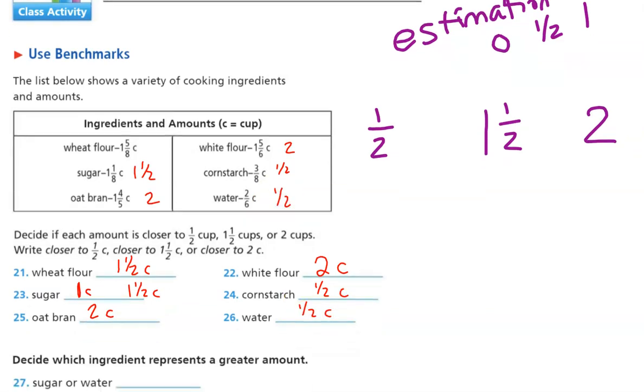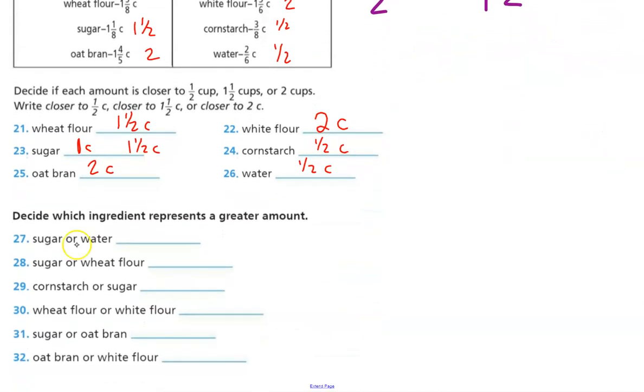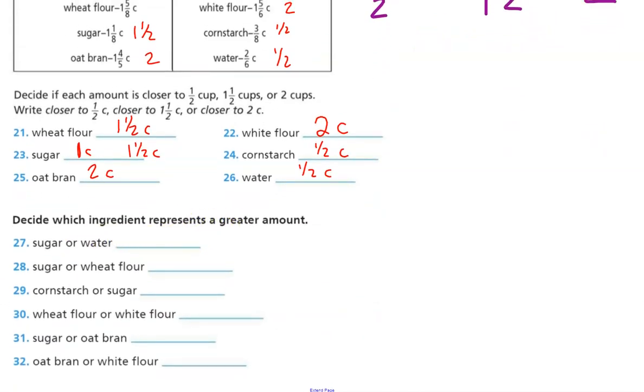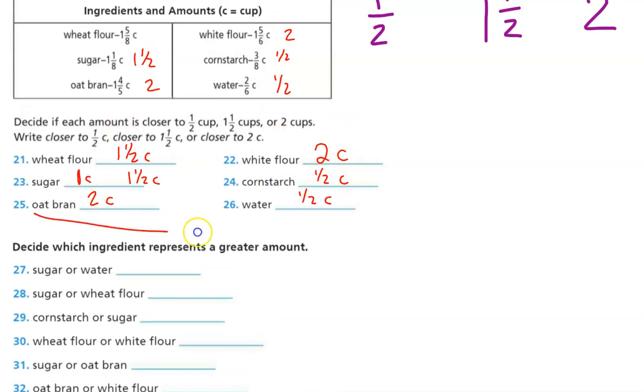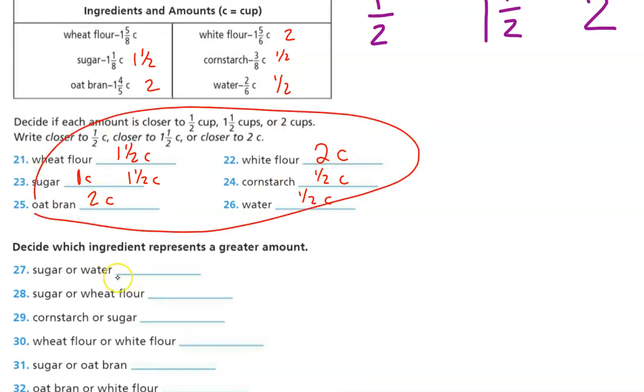Okay. There's only one more little part of this. It says decide which ingredient represents a greater amount. So we're going to use the amounts that we just estimated, which is right here, to kind of help us figure these out. So sugar or water, which one is going to represent the greater amount? I'm going to write down the S because 1 is definitely going to be greater than half. Okay. And then for sugar or wheat flour, well, wheat flour was right about 1.5 cups, and I liked sugar to be about 1 cup. So we're going to say that that wheat flour is more.